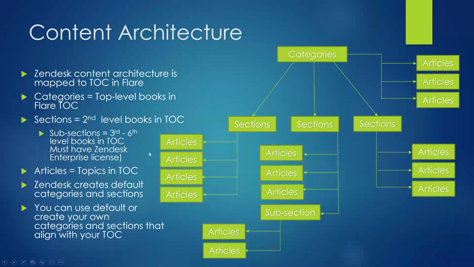Zendesk Knowledge Base creates default categories and sections. You can choose to use the default categories or sections, or you can create your own categories and sections that align with your TOC and how you want your content organized and published. I think for testing out initially, it's probably okay to use the default categories and sections, but after that, you probably want to set them up correctly so that they are pointing to categories and sections that make sense to your TOC.